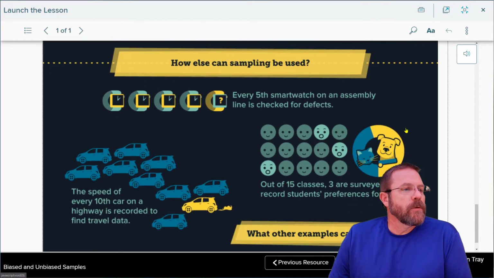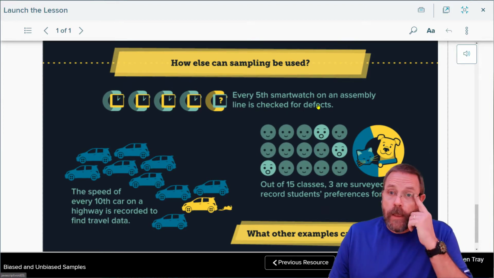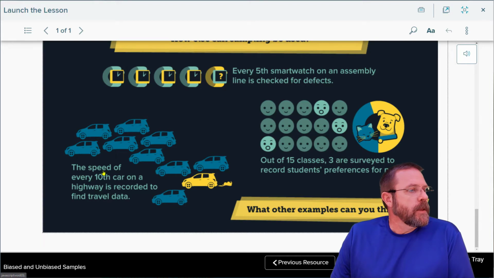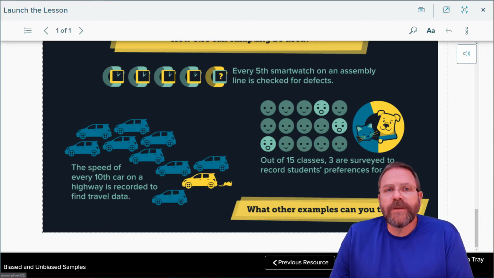Now, that was just one way sampling can be used. Some other ways sampling could be used is, say, every 5th smartwatch on the assembly line is checked for defects. That doesn't mean they're checking all of them. They're checking every 5th to find out what the odds of one being broken is. The speed of every 10th car on a highway is recorded to find travel data, or maybe out of 15 classes, 3 are surveyed to record their preferences in pets. These are all examples of surveys that can be done to collect data, and that data is turned into statistics so that we can use that information to make other decisions.